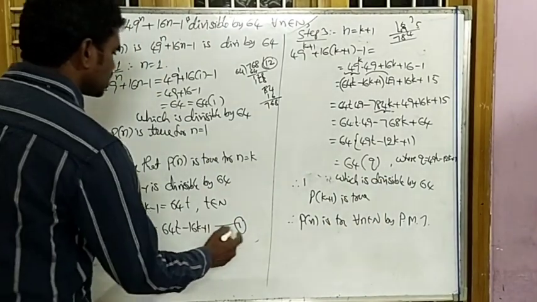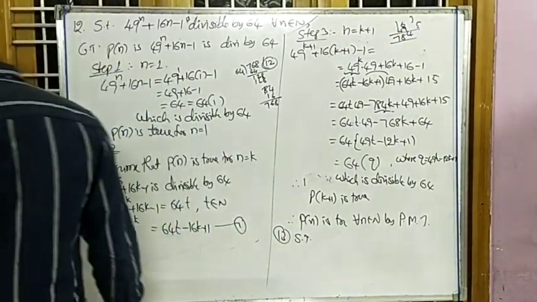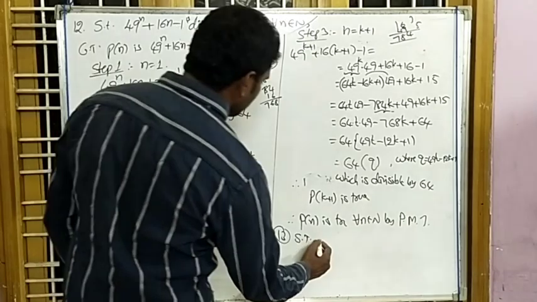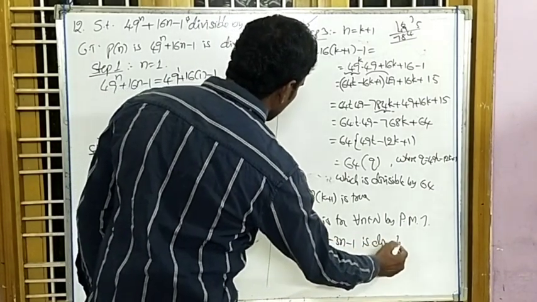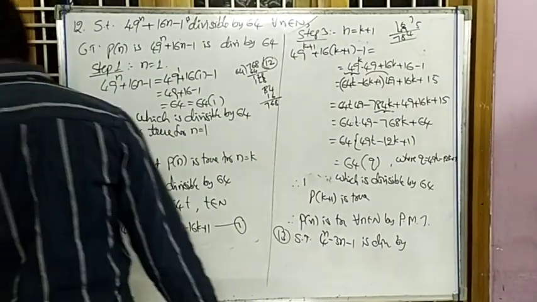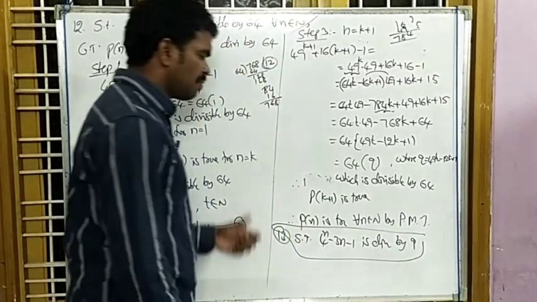In the same way, next the 13th question, homework. Show that 4^n - 3n - 1 is divisible by 9. Same type of problem. Same process you do it.